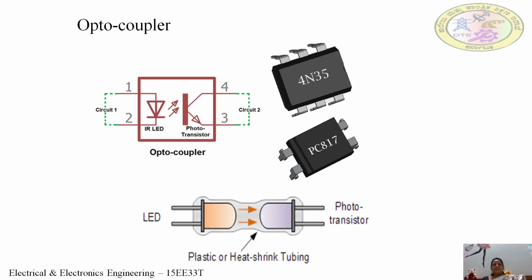See, these are the various symbols through which you can represent an optocoupler. An optocoupler basically consists of a light emitting device which forms the input circuit and a light detecting device which forms the output circuit. This is just an example of a symbol of an optocoupler. They are also available in the form of ICs, that is, integrated circuits.